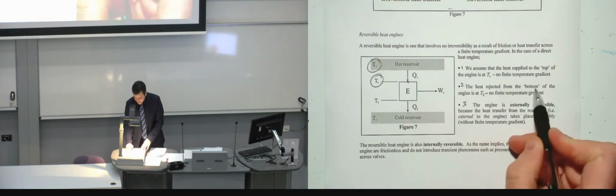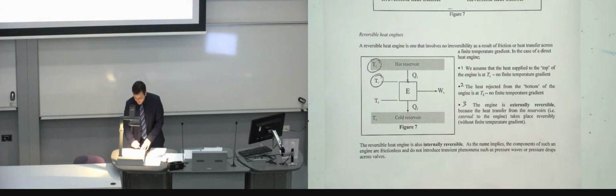Assumption 2 is exactly the same, but corresponds to the cold reservoir. So it says, essentially, the temperature at which heat is rejected from the heat engine at the outlet of the cycle will be the same as the temperature of the cold reservoir. This essentially means that you're not going to have any losses from this point to this point. So from the hot reservoir to the heat engine, there's not going to be any loss. And the same from the heat engine to the cold reservoir, there's not going to be any heat loss either.